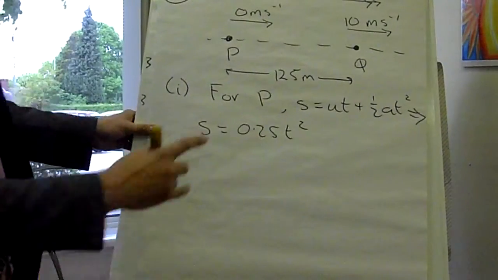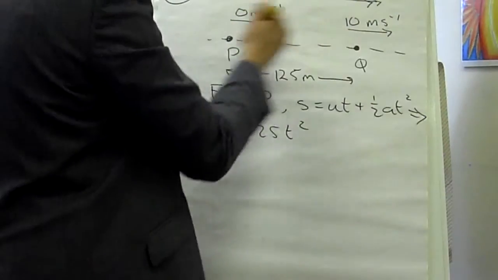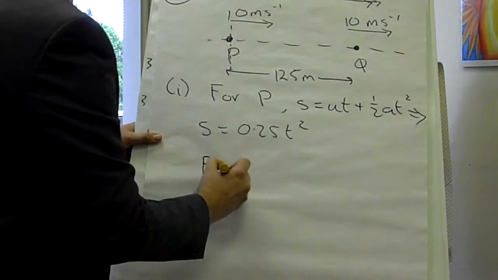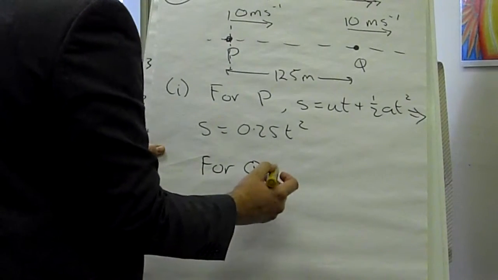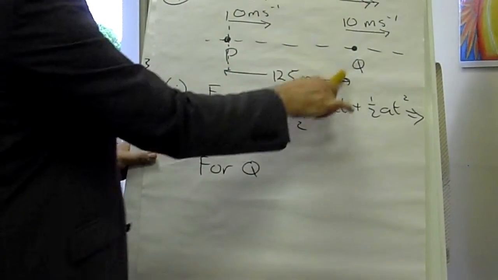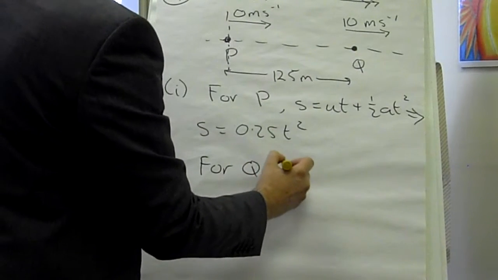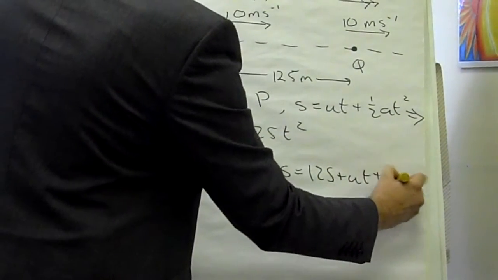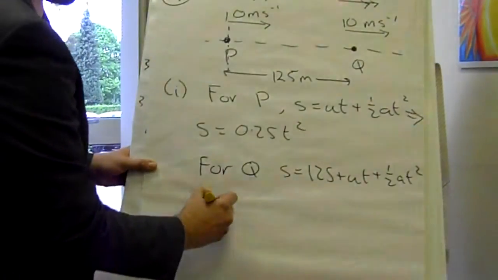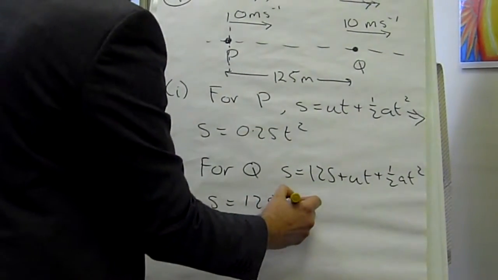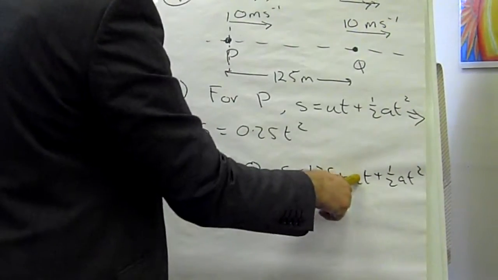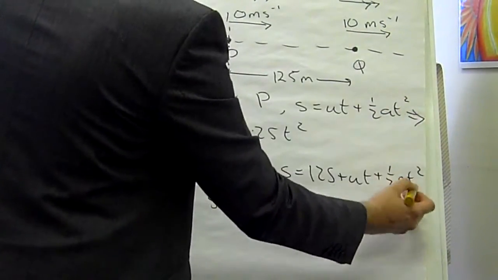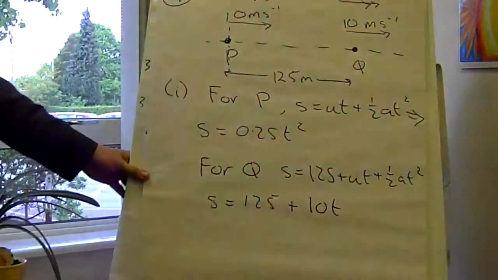Now, for the other particle, we're going to say the distance it's travelled from P. So again, for particle Q, we're going to use s equals ut plus a half at squared, but it has a 125 metre head start. So it's going to be s equals 125 plus ut plus a half at squared. And so that's going to give us s equals 125 plus 10t, and there is no acceleration, so this bit will just be 0.